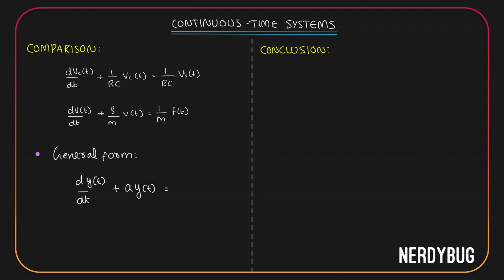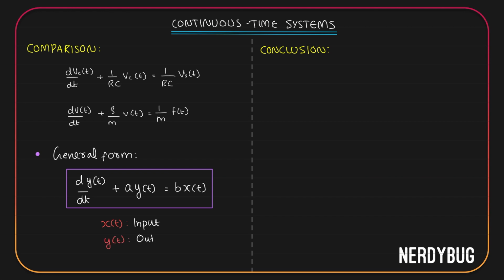This is equal to, on the right hand side, we have the input multiplied with some constant. So I'll write b x of t. Let's put this in a nicer box. Here x of t is our input, y of t is our output, a and b are some constants.